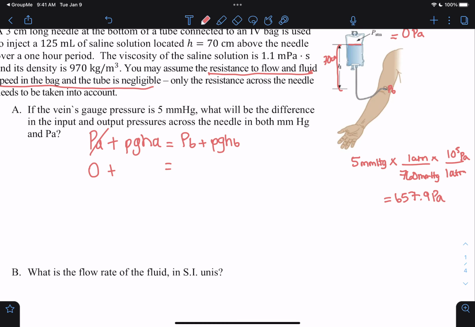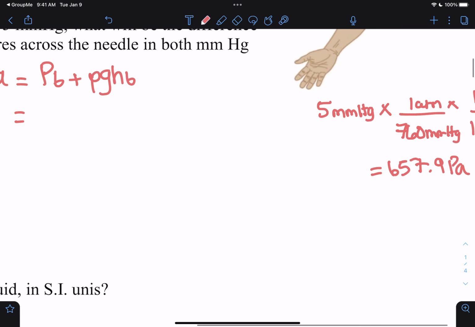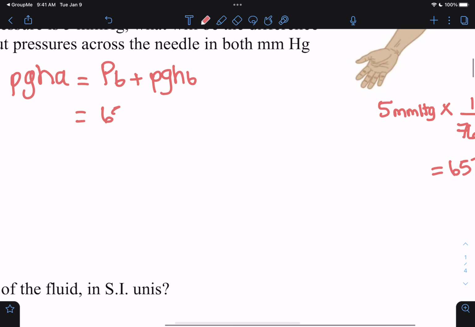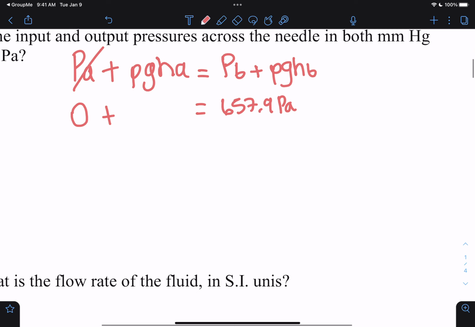Okay, cool. So we have our pressure value here in pascals, 657.9 pascals. And then this 0 here is also in pascals, because remember we did 10 to the fifth pascals minus 10 to the fifth pascals, and we got 0 pascals as our gauge pressure. So now we can start plugging in the other values.